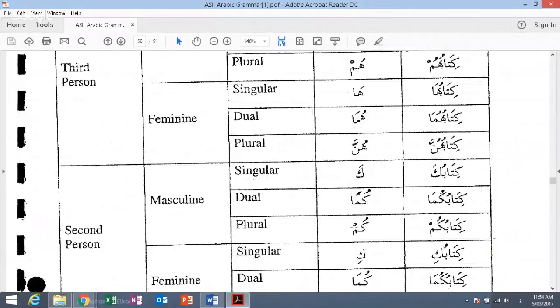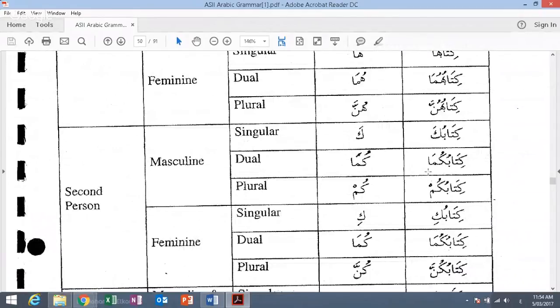And then go to the second person. Like before it was dhamir marfu munfasil: anta, antuma, antum, anti, antuma, antunna. Here ka, kuma, kum, ki, kuma, kunna. How? Kitabuka, kitabukuma, kitabukum, kitabuki, kitabukuma, kitabukunna. Instead of anta, this ka is joined. You are joining.